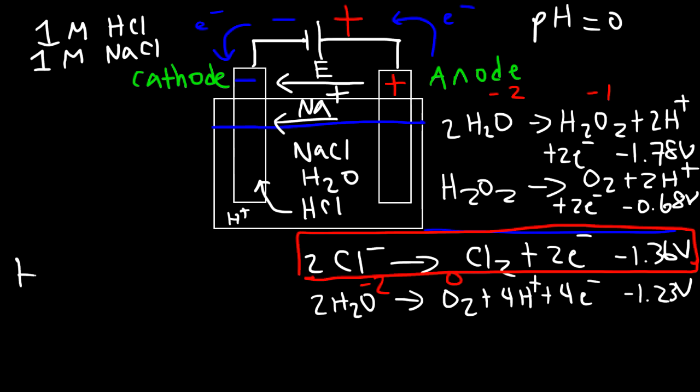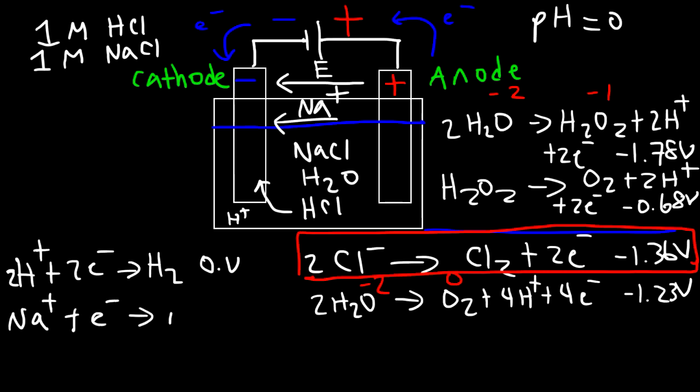Now under acidic conditions, hydrogen can acquire 2 electrons and turn into hydrogen gas. The cell potential for this is 0 volts. Now sodium has a very high potential, and so it's negative 2.71 volts for sodium. Therefore, it's safe to say that this reaction will not occur, because 0 volts is a lot higher than negative 2.71.